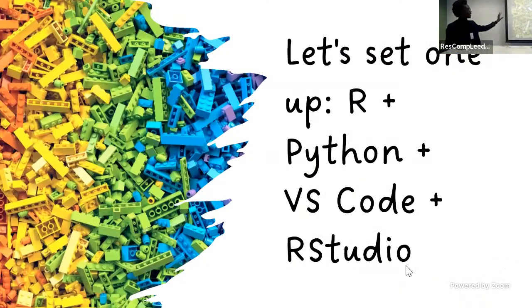So let's set our dev container up. We'll be setting up a dev container that has R and Python in VS Code and RStudio, such that we can link this to our data science team, and the whole data science team has the dev container that has all this and can make things such as collaboration, portability and reproducibility that we talked about easy.